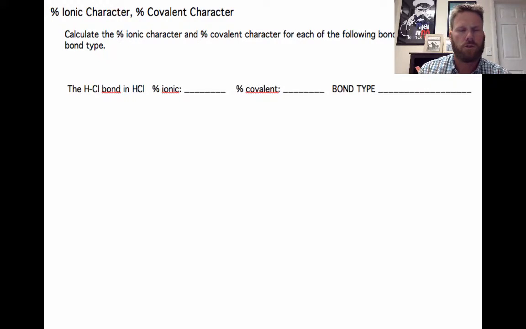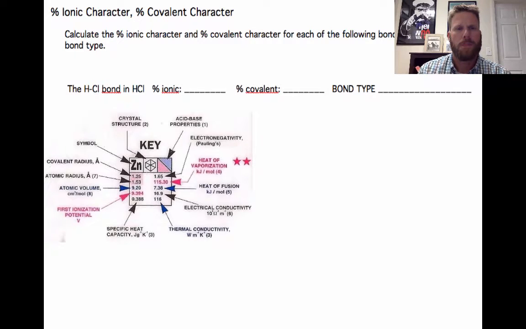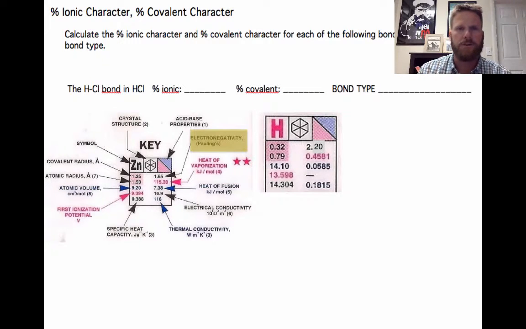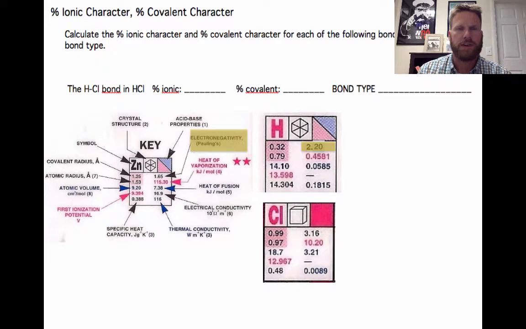If we look at hydrochloric acid, HCl, let's determine the percent ionic and percent covalent character, the same way we did for ionic bonds, using our fancy periodic table. We're going to look up the electronegativity, which is the upper right number on the side of the periodic table that has all the values on it. So if we look up hydrogen's electronegativity, we see it's 2.20, and chlorine's electronegativity is 3.16.